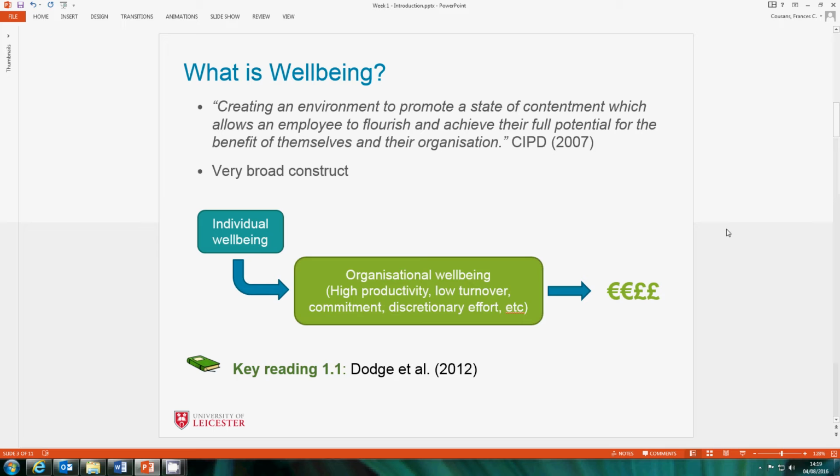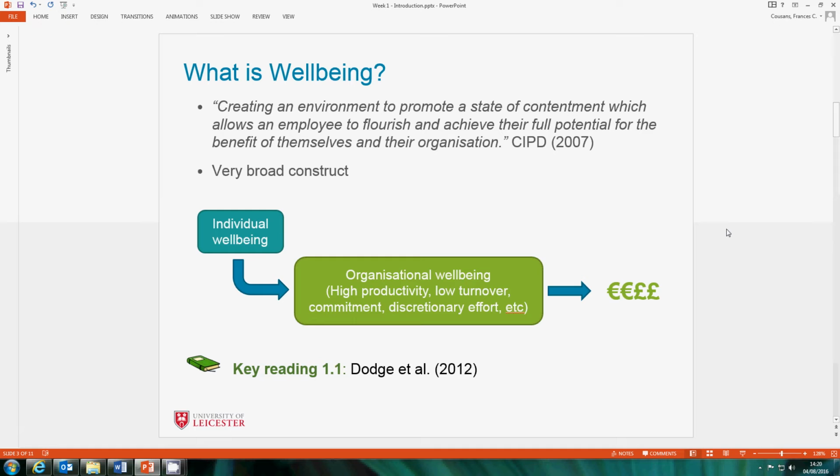Importantly, wellbeing is a subjective experience, so it will mean different things to different people. So for some people, for example, wellbeing might mean being able to do 50 press-ups, and for others, they might derive a sense of wellbeing from financial security, or so on. So for this reason, wellbeing is linked to individuals' value systems and their priorities. It's a very broad construct that links to many other areas of psychology, and you'll see this as we work through the module.